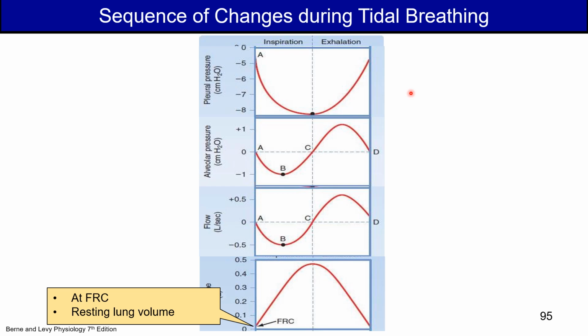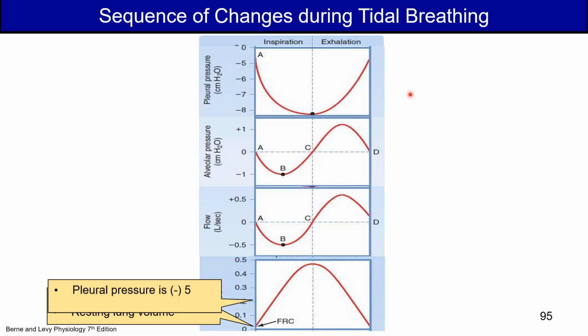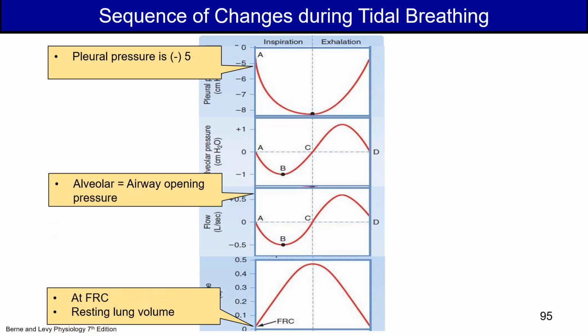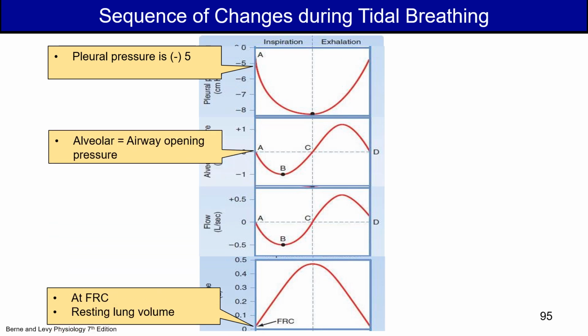At FRC, this is our resting lung volume. The intrapleural pressure is -5, and the alveolar pressure is equal to the airway opening pressure. That's why there's no flow of air.